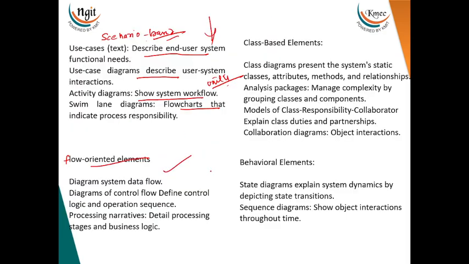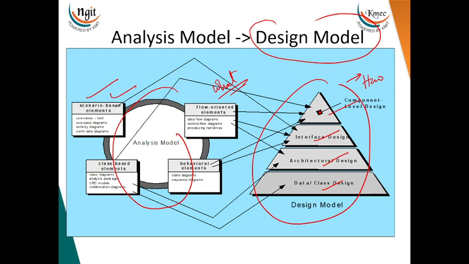Data flow diagram, diagram control: how do you control the logical operator in and out, yes or no operations, processing, condition operation, business strategies. All these are based on them. Then this is one more, the class based diagram.